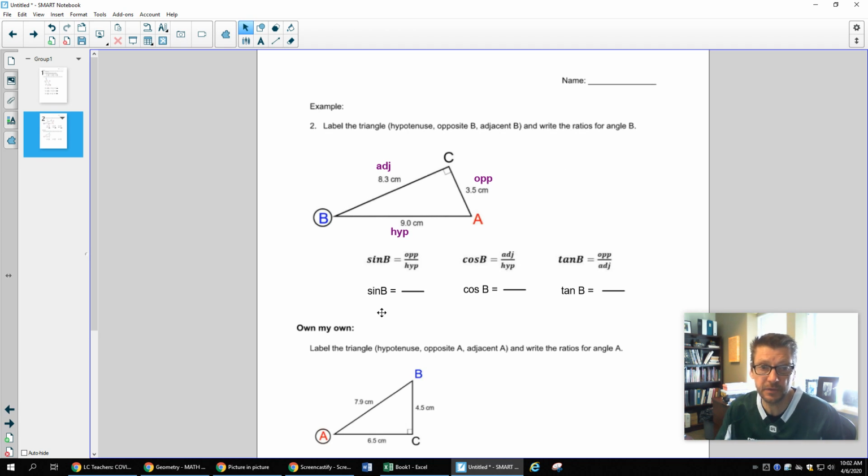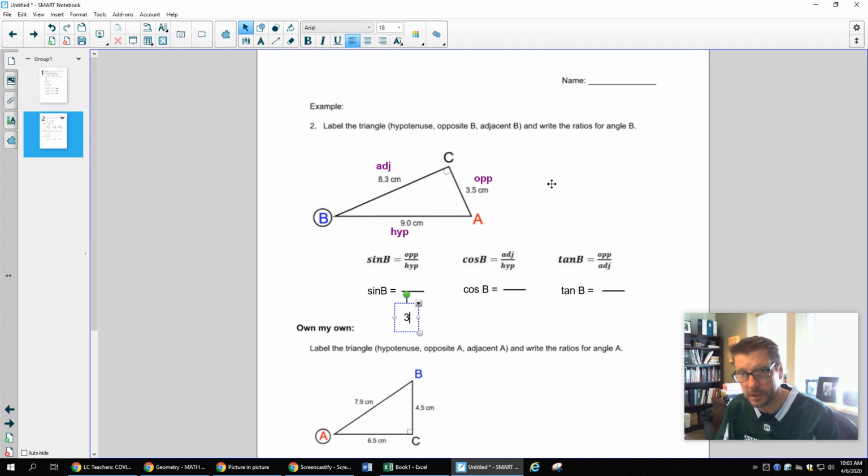So now I can fill in the rest of my information. What are the ratios for angle B? Sine of B needs to be the opposite of B over the hypotenuse. The opposite of B was 3.5, so I'm going to put 3.5 in for my opposite of B. My hypotenuse in my question is 9, so I'm going to put in 9.0 because it's written as 9.0. So that's my sine ratio. And we're not worried about simplifying. We just want to write ratios right now.